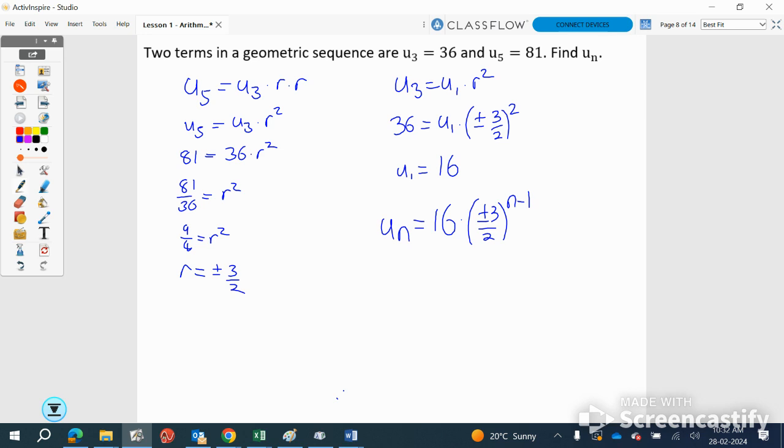So it's impossible for us to discover if it's going to be plus or minus with the information given in this question. You could give more information in the question. I could say two terms of an alternating geometric sequence, and it has to be minus. I could say two terms of a positive geometric sequence, it has to be plus. I could give U3 and U6, and then indicate it that way.